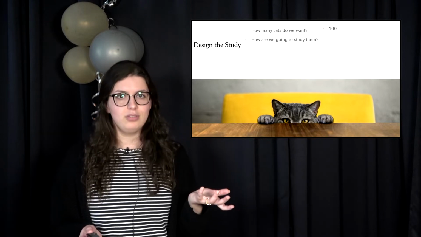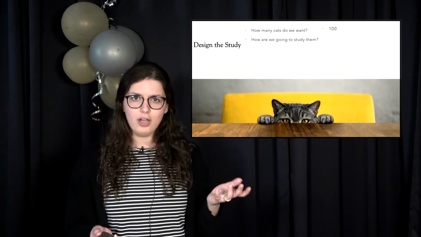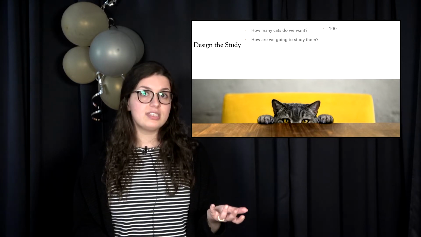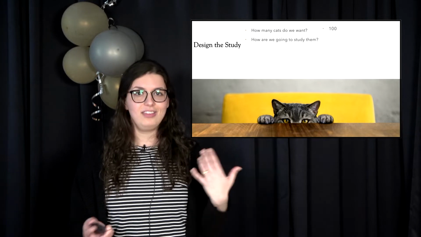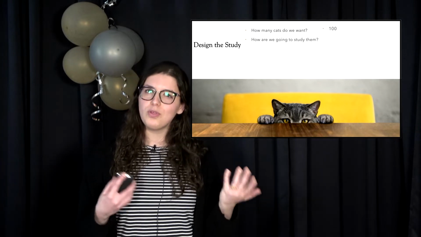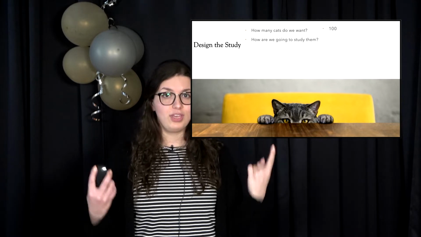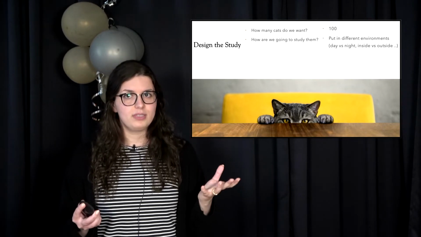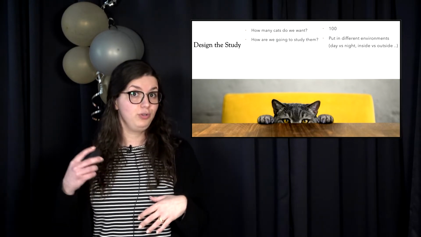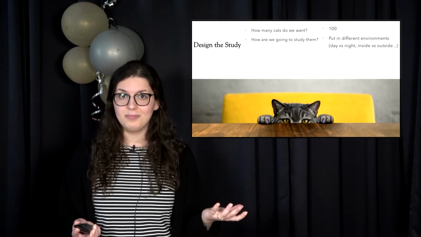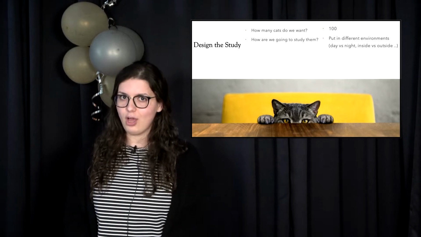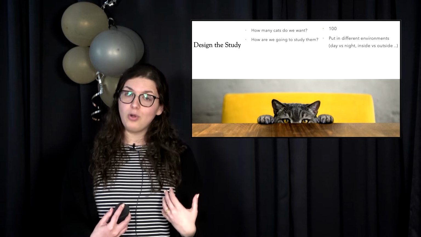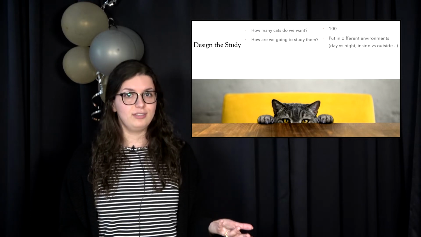Then comes the question, how are we going to study them? Are you just going to put them all together and then wait to see what will happen? Are you going to study them inside or outside? At day or at night? With people or without people? A lot of things to think about. So let's say we decide on the different environments. I want to see whether cats are different during the day and during the night. Are they different when they are inside the house or maybe outside of the house? Are they different if there are people around or if there are other cats around or not?